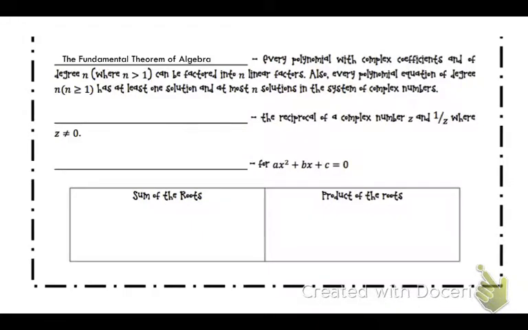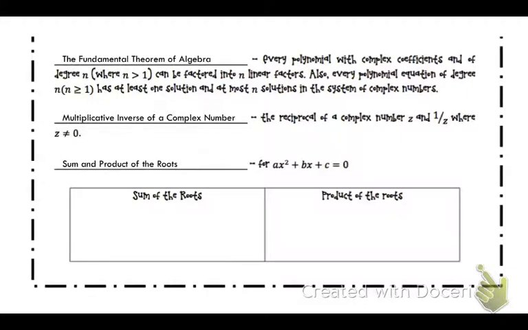Okay, the fundamental theorem of algebra is every polynomial with complex coefficients and of degree n, where n is greater than 1, can be factored into n, so whatever the degree is, linear factors, and so on. I'll get more into that in later lessons, okay? The reciprocal of a complex number z is 1 over z, where z cannot equal 0. So that's the multiplicative inverse of a complex number.